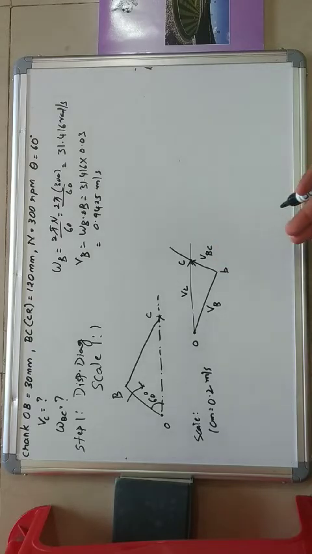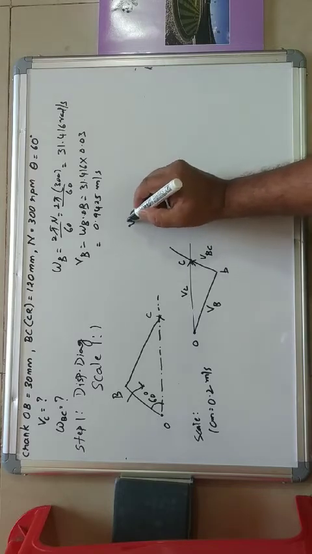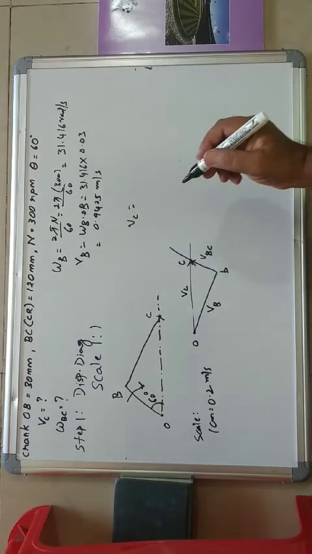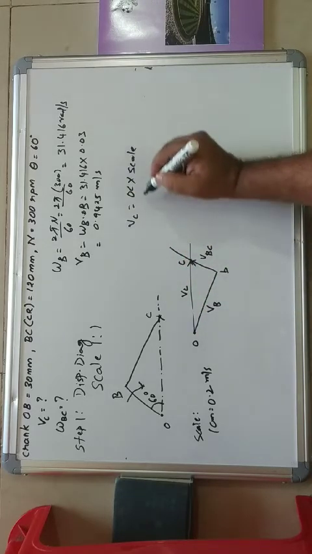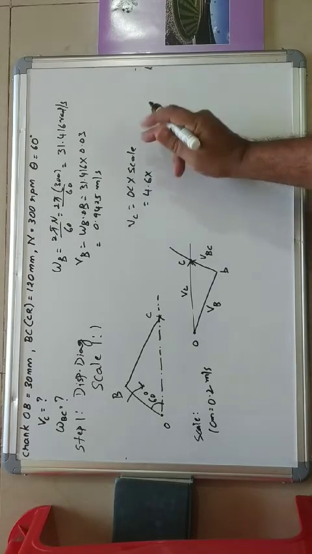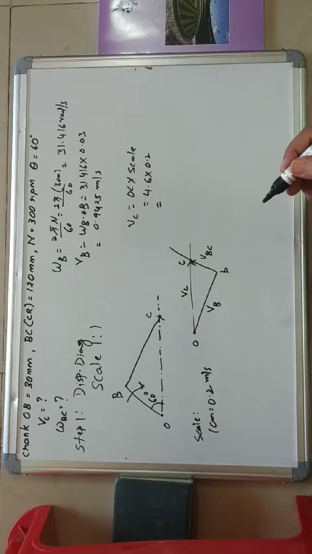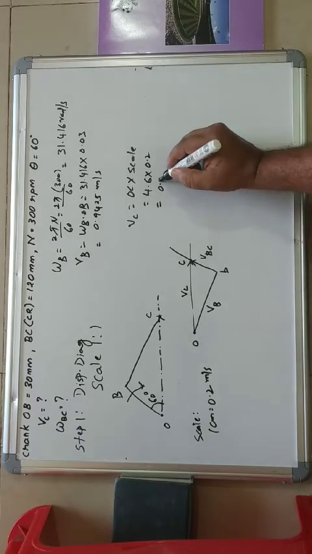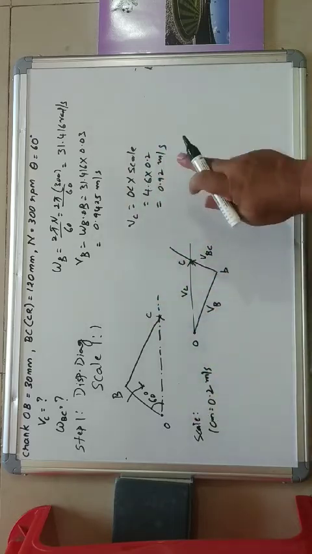After knowing this, we are supposed to calculate the linear velocity of the link C and the angular velocity of the connecting rod. To find the linear velocity of the link C, VC is equal to OC into scale. If you measure the value of OC, you get 4.6. Scale is 0.2, which gives the velocity of the slider as 0.92 meters per second. It is the linear velocity. We did not convert into angular velocity because it is in linear motion.